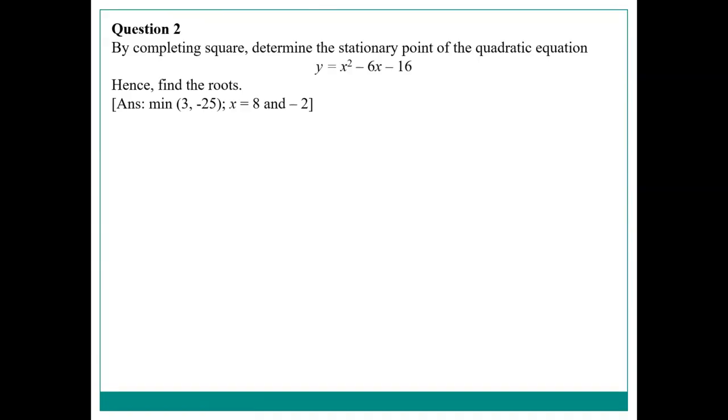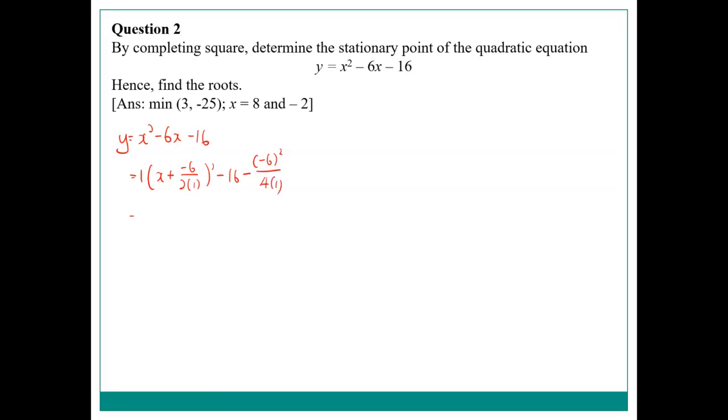Okay, so we must write the quadratic equation in completing square form. So my a is 1, my b is -6, so plus -6 over 2 times 1, squared, minus 16, minus b squared over 4a, right?